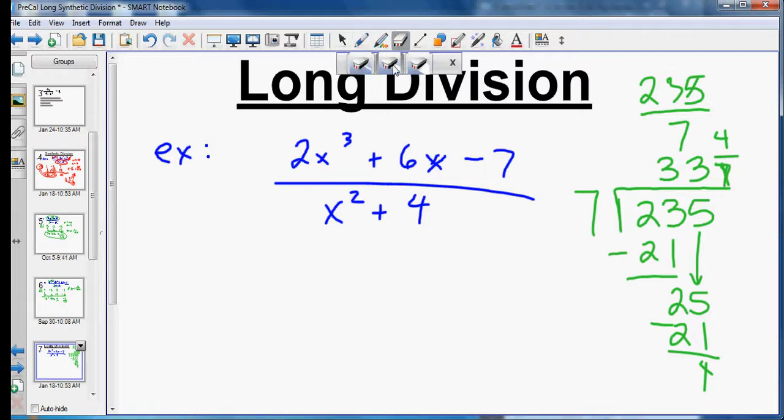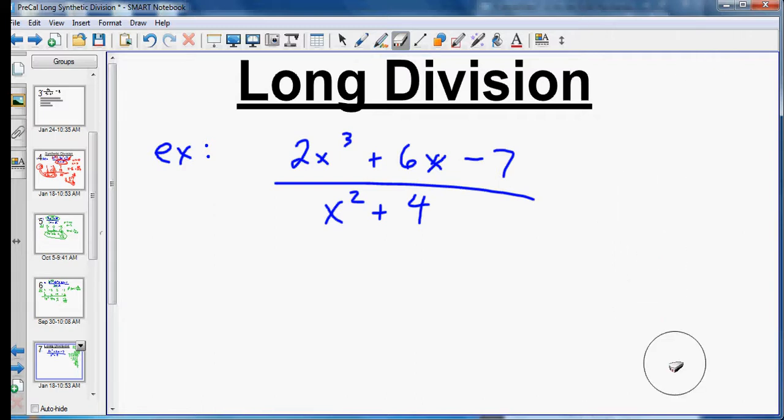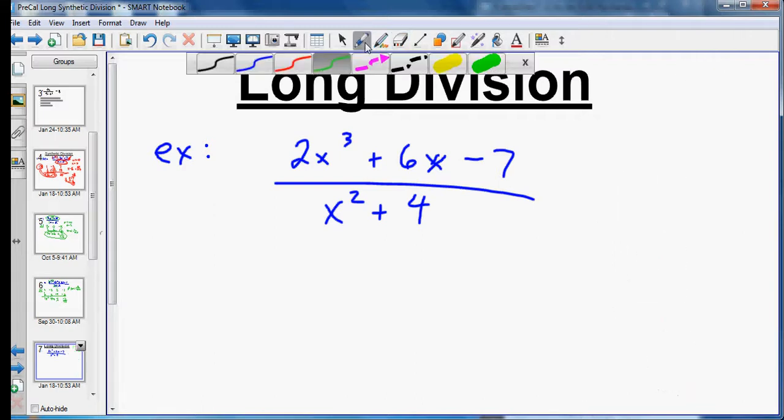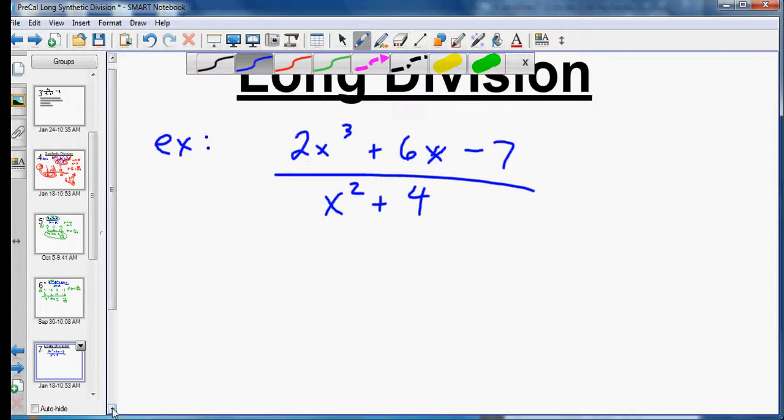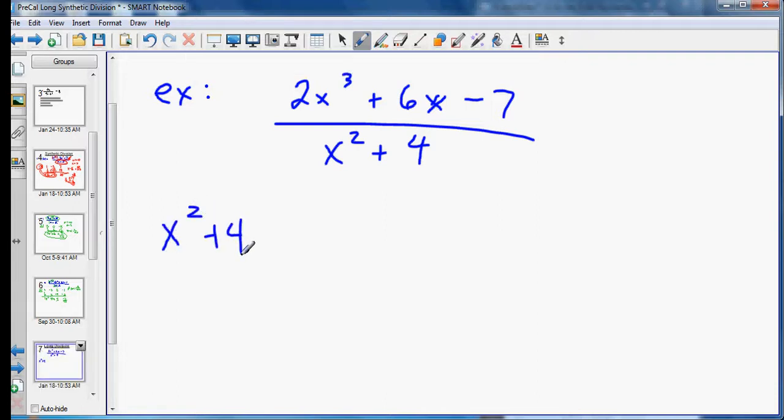So we'll need that space, so I'm going to erase that. And now we will tackle this problem. So the reason we know we have to use long division on this one is because of that exponent in the denominator. If we have an exponent other than 1 on x, then we have to use long division. So we're going to write it just like we would the other type of division. X squared plus 4 going into 2x cubed.